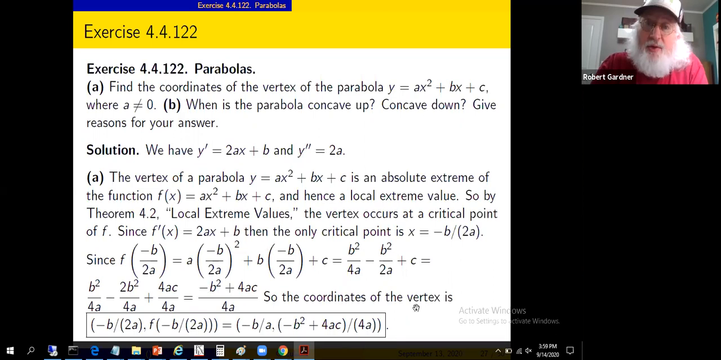It is the critical point, treating that as a function. Does it correspond to a max or a min? Well, that depends on some other stuff. We'll be able to tell actually from the second derivative. Is the function concave up, smiley face, or concave down, frowny face? But they wanted the vertex. It occurs at the critical point. There's your critical point. Next, they want us to discuss concavity.